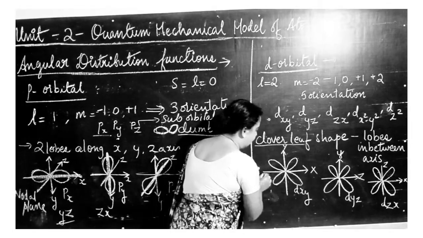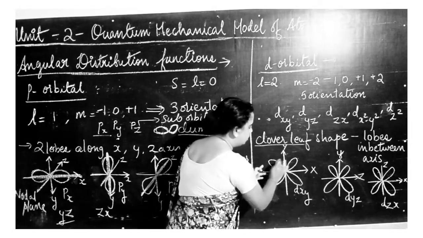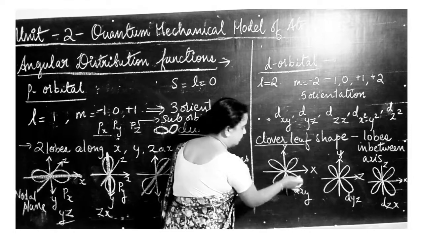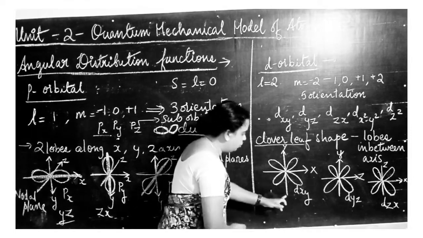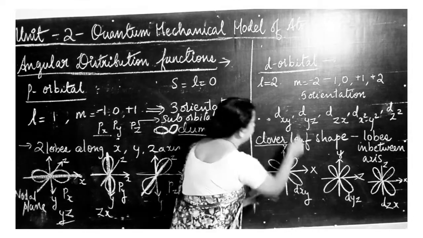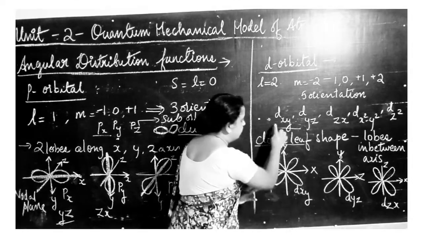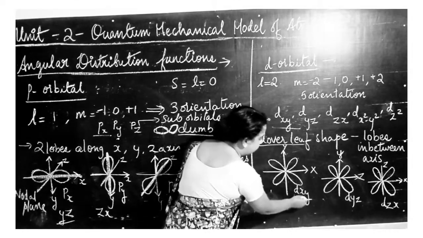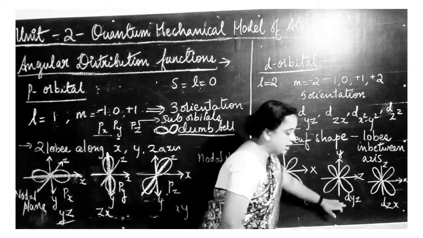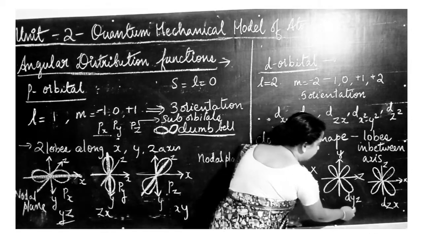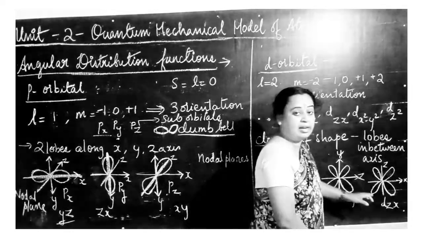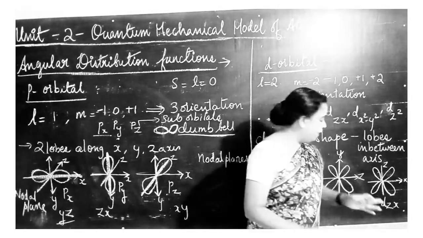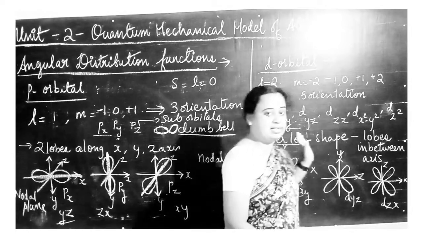Just draw the x-axis and y-axis, and you draw the lobes in between the axes. Lobes are seen in between the axes. In the first orientation, that is dxy, the lobes are present in between x and y, whereas in this case, the lobes are present in between the y-axis and z-axis. And in this case, the lobes are present in between the x-axis and z-axis.